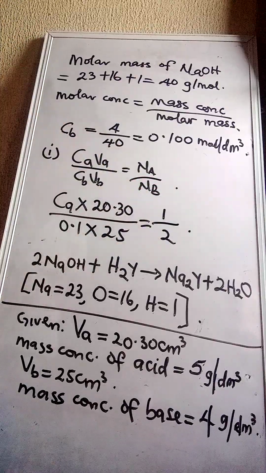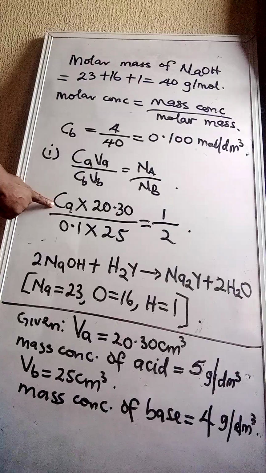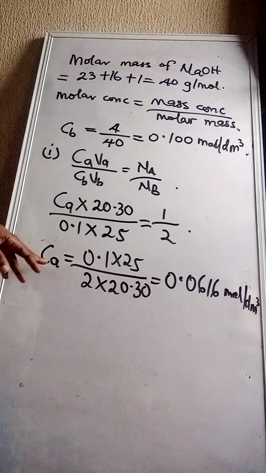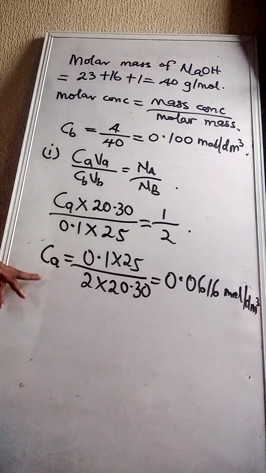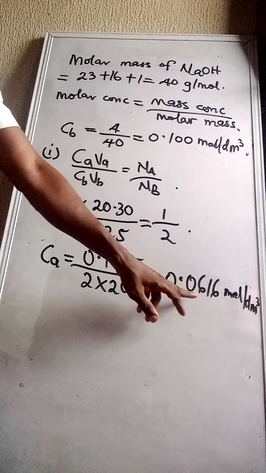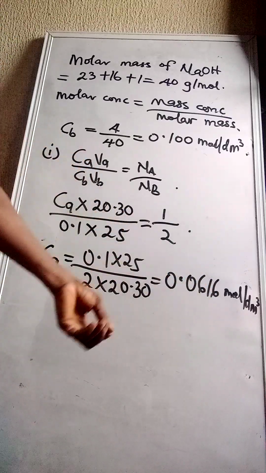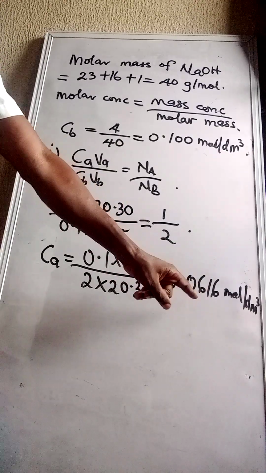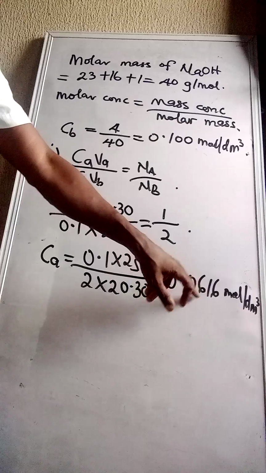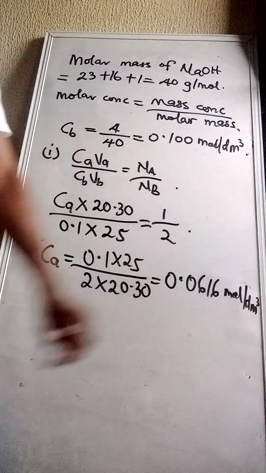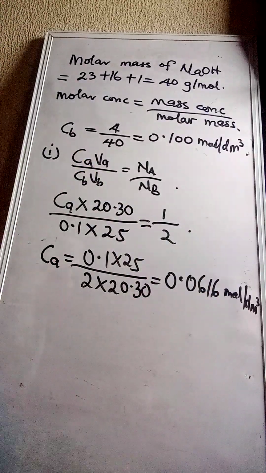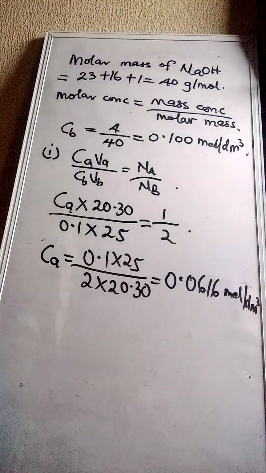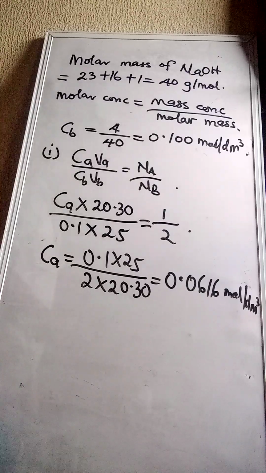So let's do the cross multiplication and find the molar concentration of acid. So this is the molar concentration of the acid, 0.0616. We always leave concentration in 3 significant figures, so take note of that. That is why it is 0.0616, 3 significant figures. Okay, the second question has us find the molar mass of the acid. So how do we find the molar mass of the acid now?